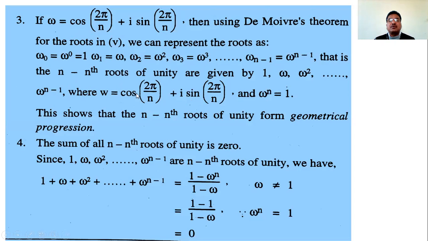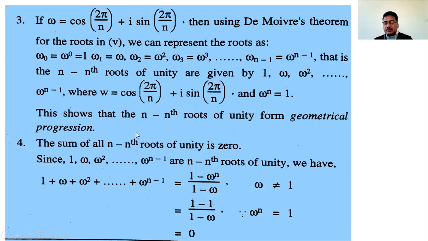These are the nth roots of unity. In another way, if you add all of them, 1 plus w plus w squared up to w raised to n minus 1, it is (1 minus w raised to n) divided by (1 minus w). And w raised to n is 1.